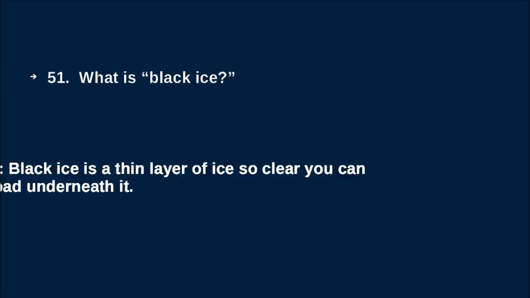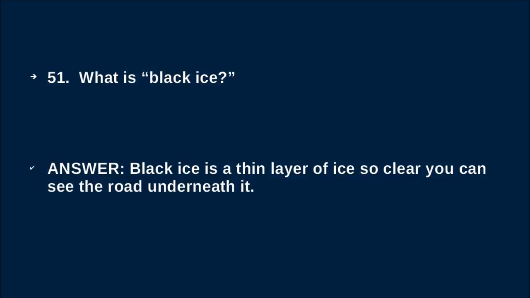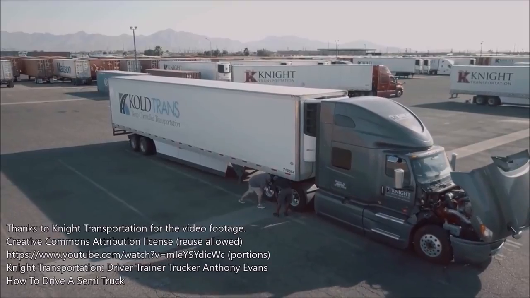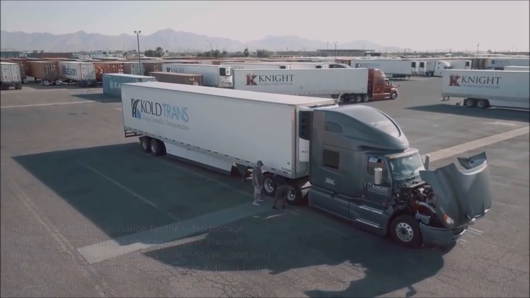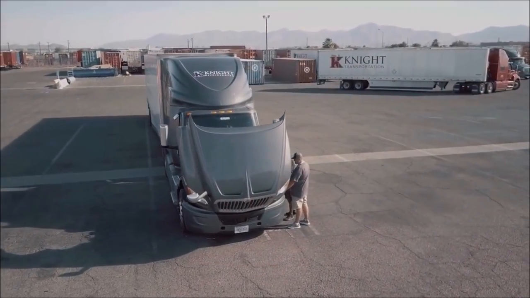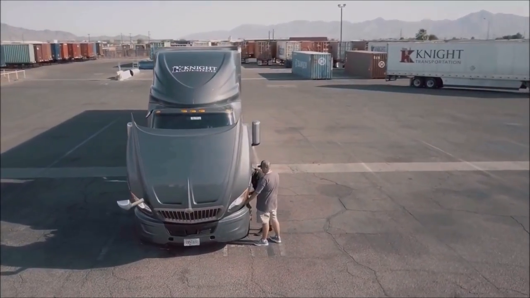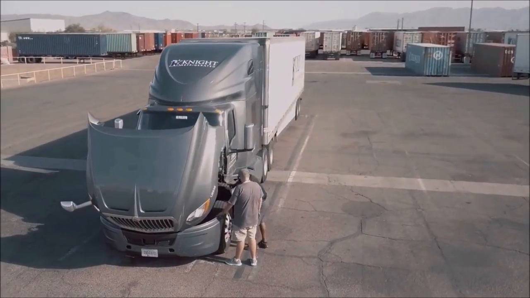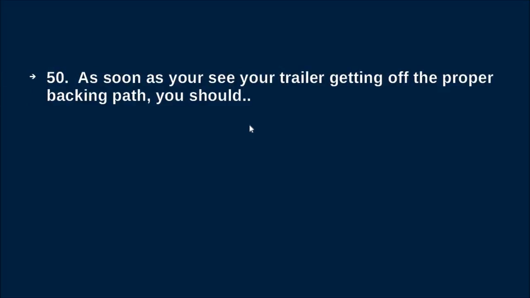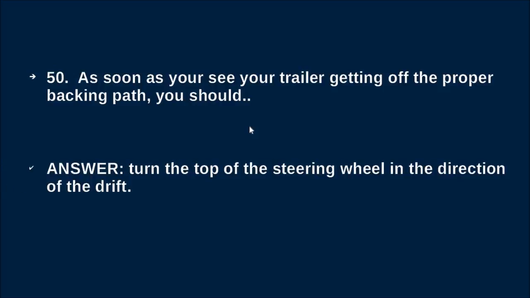What is black ice? Black ice is a thin layer of ice so clear that you can see the road underneath it. As soon as you see your trailer getting off the proper backing path, you should turn the top of the steering wheel in the direction of the drift.